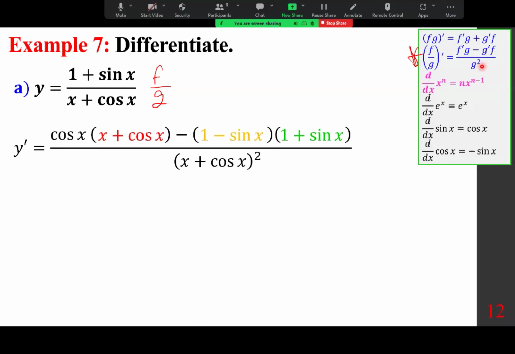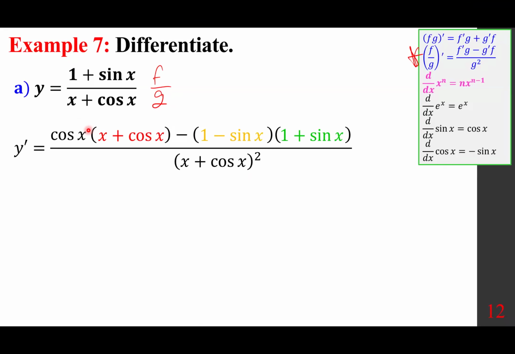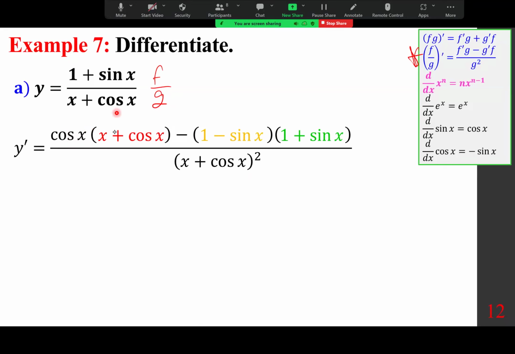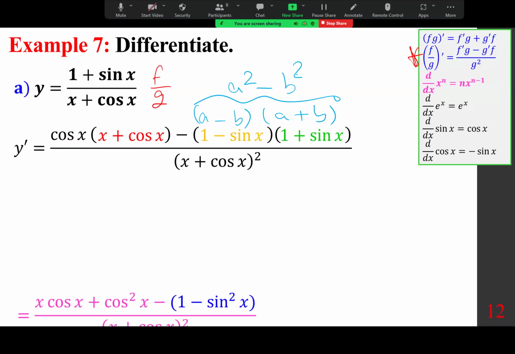And again, I'm done with calculus. We are going to continue with our algebraic steps and trigonometric steps. So what we are going to do, we are going to distribute this. We get x cosine x, and this one gives us cosine squared. What happens here? You have a minus b times a plus b, which is a squared minus b squared, or 1 minus sine squared.